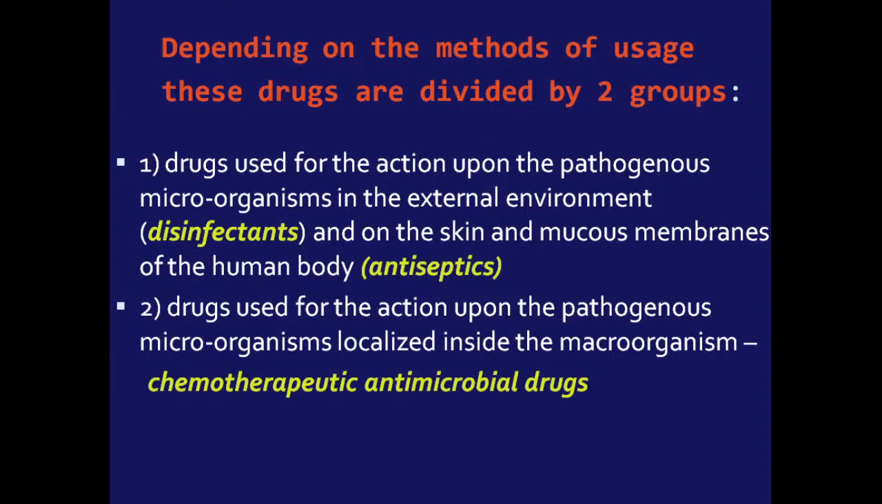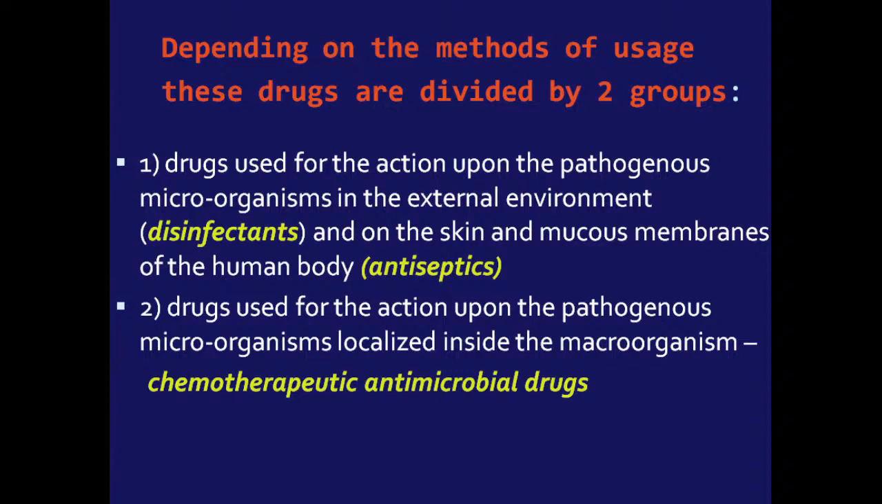Depending on the methods of usage, antimicrobials are divided into two groups. First group, these are disinfectants and antiseptics. They are used locally or externally. The drugs used for action upon the pathogenous microorganisms in the external environment, clothes, dishes, for example, instruments, tables, walls, and all the rest, are called disinfectants.